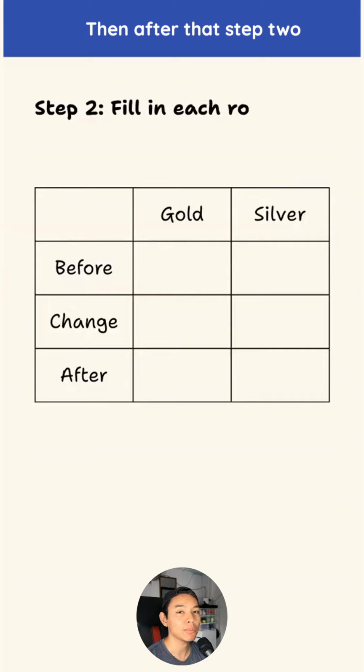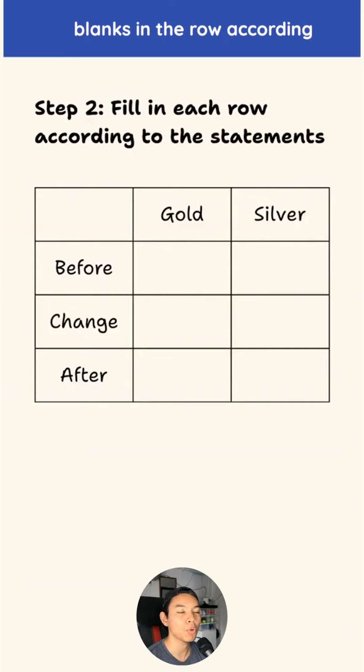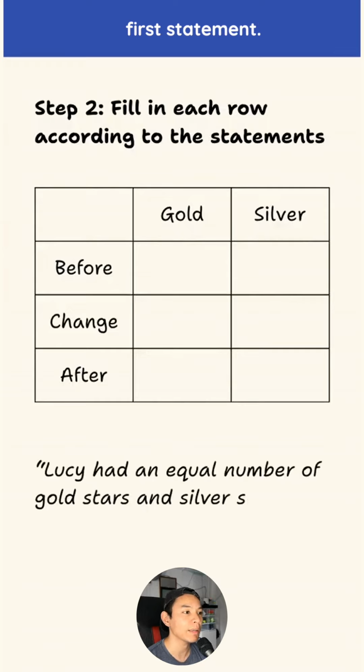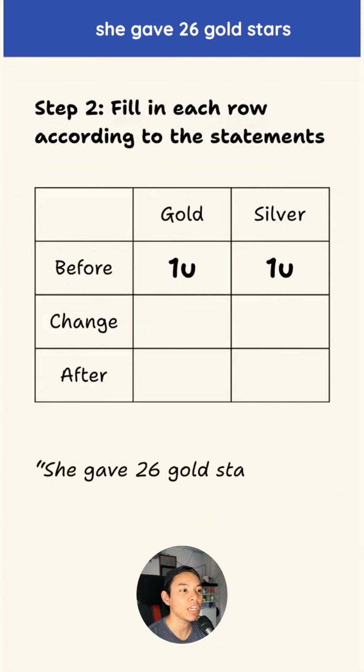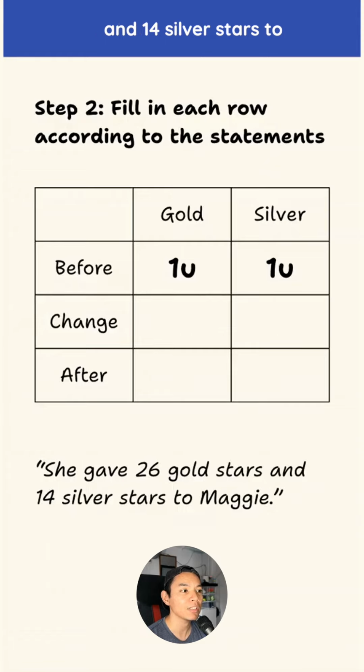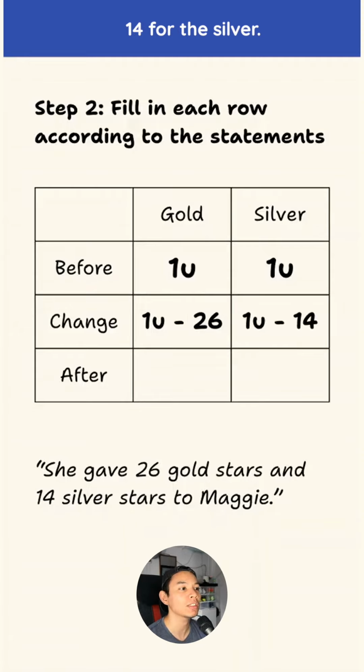Then after that, step two, you can just fill in the blanks in the rows according to the statements in our question. So let's go through the first statement. It says Lucy had an equal number of gold stars and silver stars. So let's put in the before as 1 unit for gold and 1 unit for silver, because Lucy had an equal number of stars. The next statement is she gave 26 gold stars and 14 silver stars to Maggie. So we can just put 1 unit minus 26 for the gold and 1 unit minus 14 for the silver.